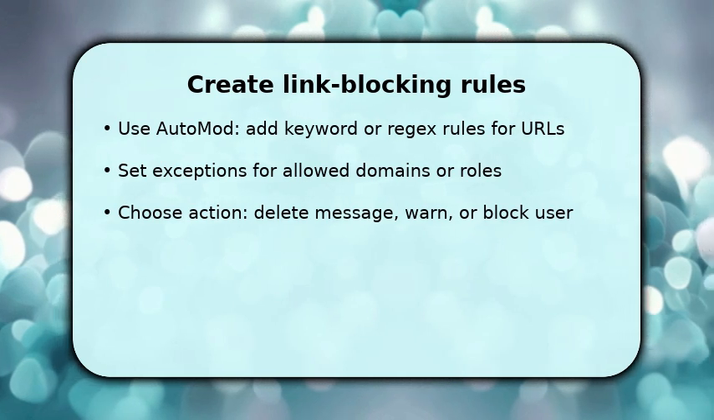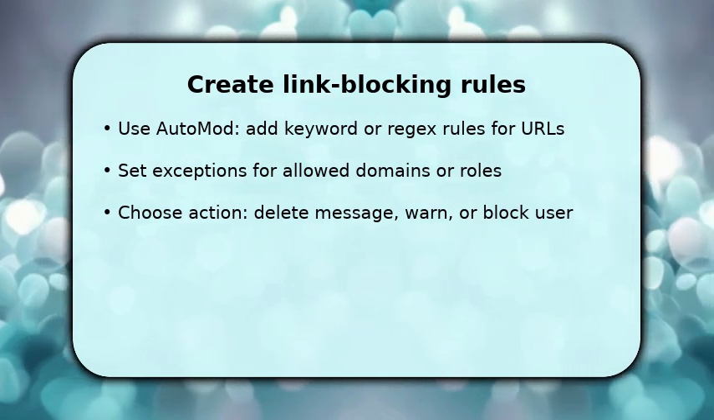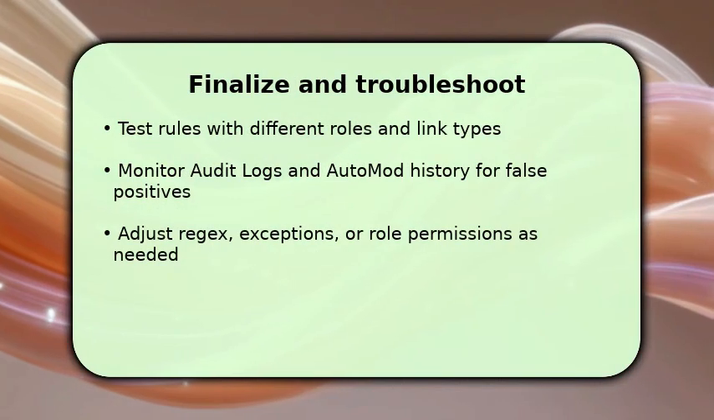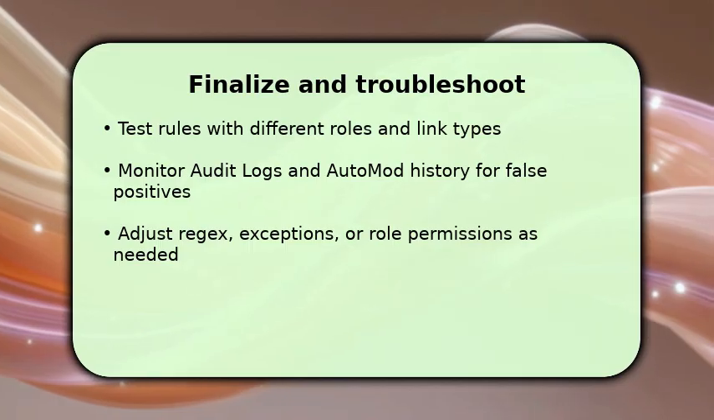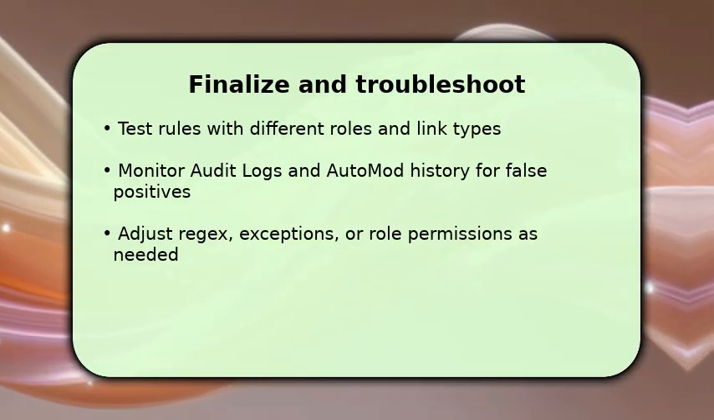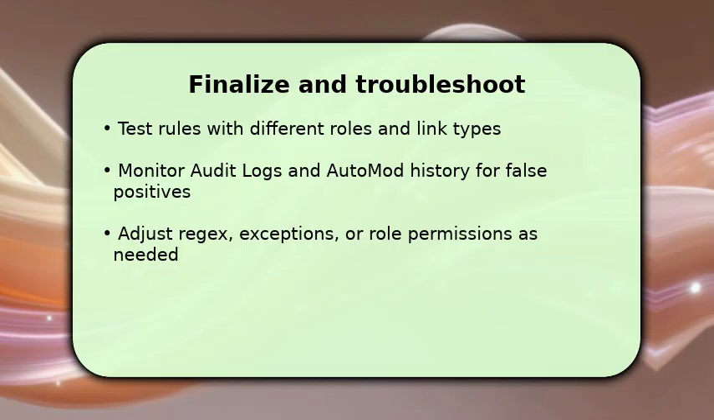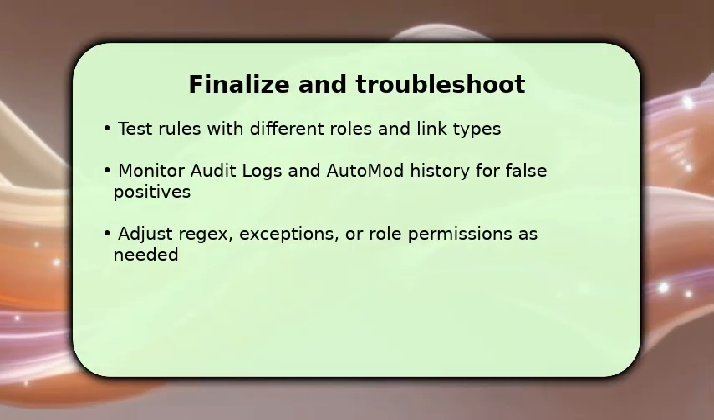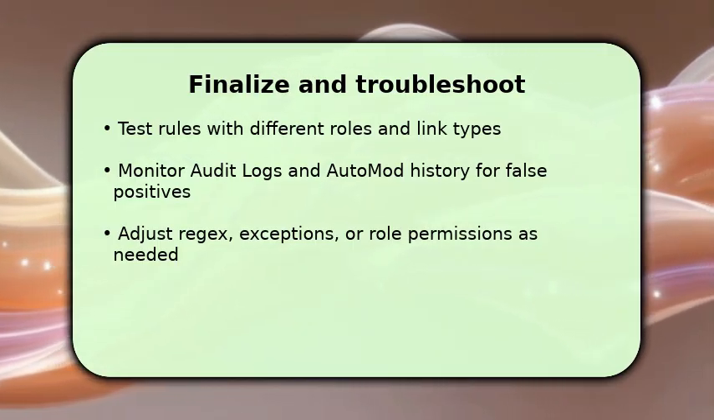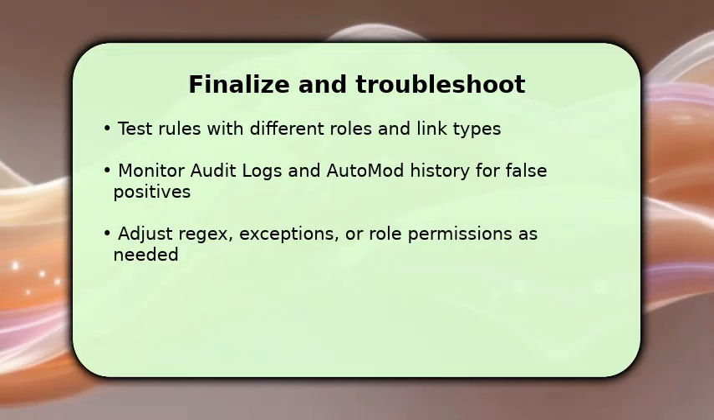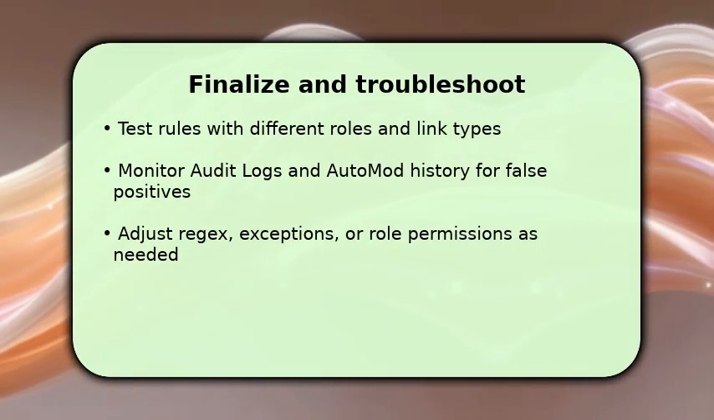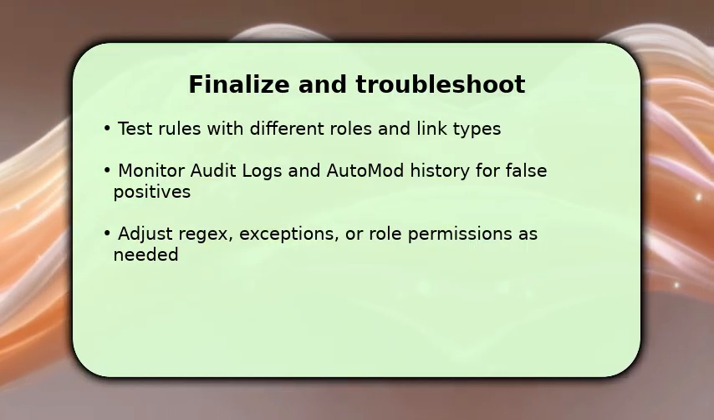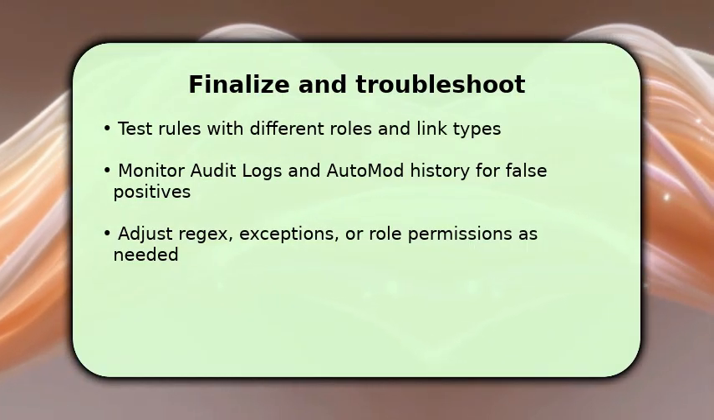Finish by testing and monitoring so the system works reliably. You should send example links from accounts with different roles and confirm AutoMod actions appear in logs. If legitimate links are blocked, inspect the rule regex and tighten exceptions or add specific allowed domains. Alternatively, relax matching to reduce false positives. If nothing triggers, ensure AutoMod is enabled and that channel overrides don't bypass rules. One key tip: use detailed.